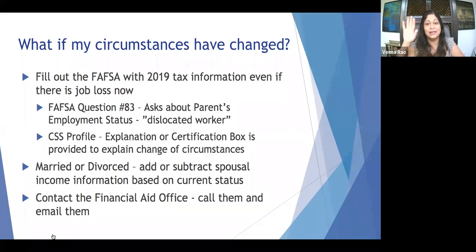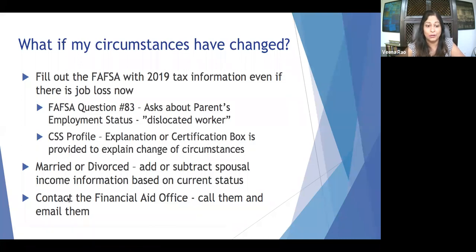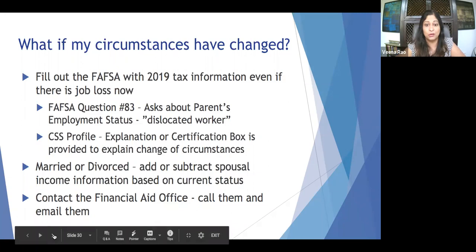So they have a guide in the application itself that you can turn to, but they also have guides outside the application that you can take a look at to help you answer any of the questions that may come up while you're doing the application. And in terms of changed circumstances, I would definitely urge families to contact the financial aid office via phone and email to explain what has changed, and ask them, what kind of documentation do I have to provide to be able to help you understand my change in circumstances since the 2019 information you've requested.